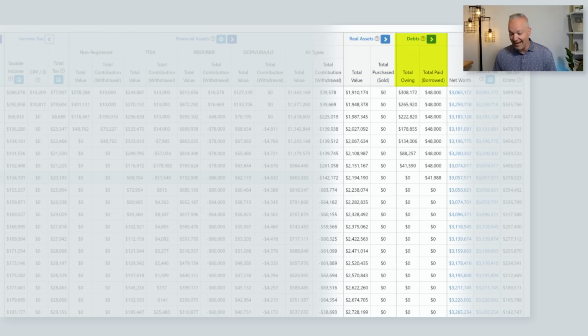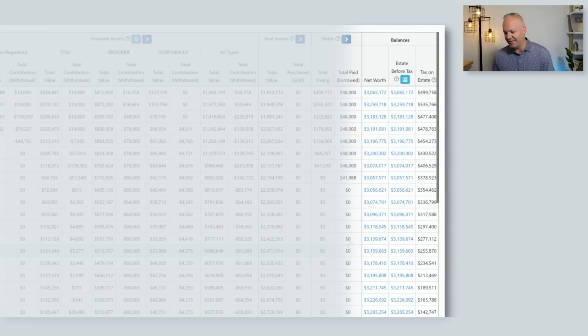And if you have any debt, how much you're paying every year and how much the total amount owing is. Lastly, we look at balances of their estate. So they can look at both their net worth, their estate before tax, and tax on estate.